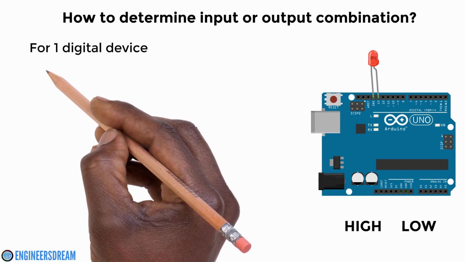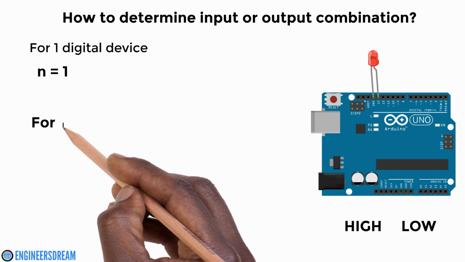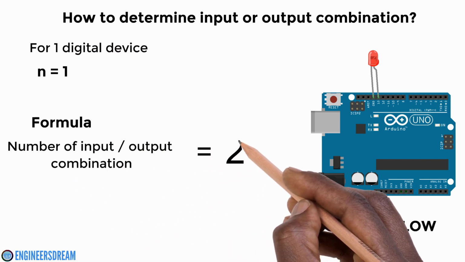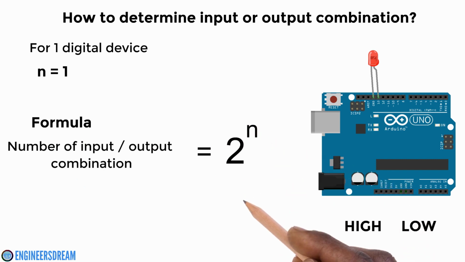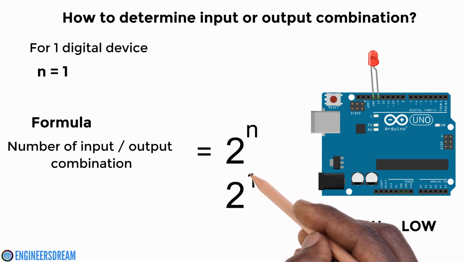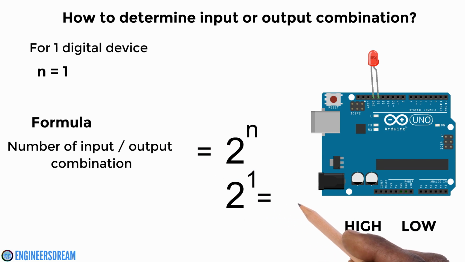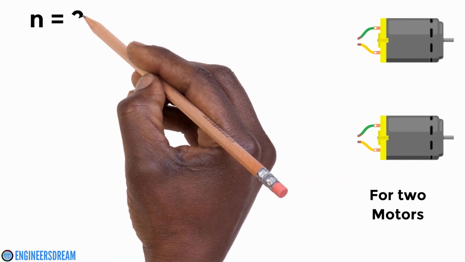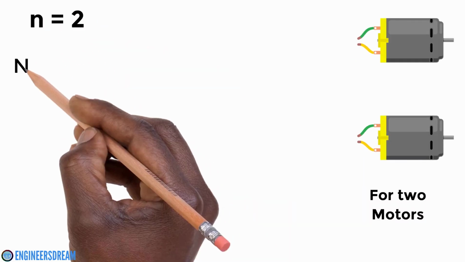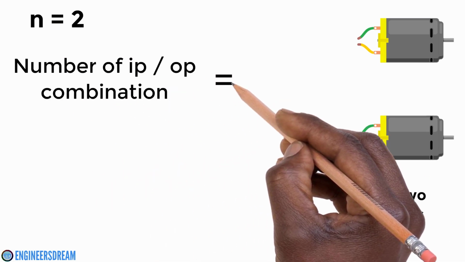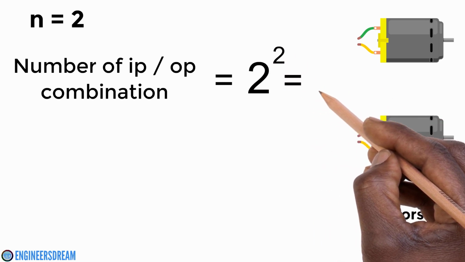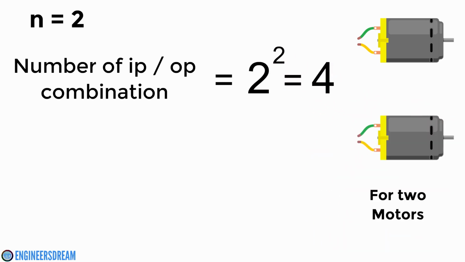So, from the LED example, let's look at the formula. If you have one digital device, then N is equal to 1. And the formula to determine the number of input and output combinations is 2 raised to N. So, for N equal to 1, there are 2 outputs possible, that is high and low. Now, since we have to control a robot and our robot consists of 2 motors, N is equal to 2. So the combination logic is 2 raised to N, that is 2 raised to 2 equals 4. So, for 2 motors, there are 4 input combinations possible.